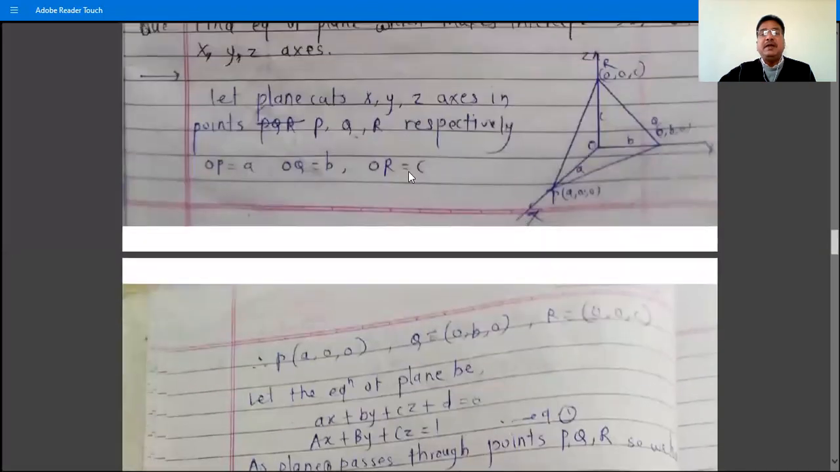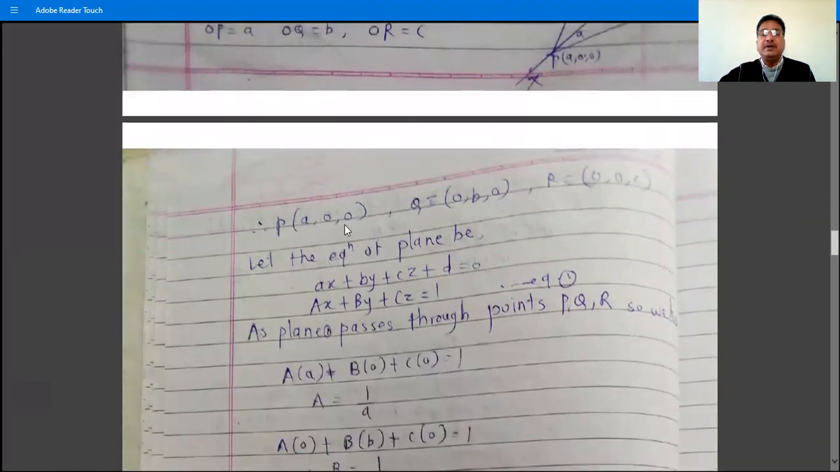It means the plane touches the x axis. If the point is P, then the distance of the point P from the origin is a. Similarly, OQ is b, OR is c, and then what are the coordinates of P? P is a, 0, 0, Q is 0, b, 0, and the coordinates of R are 0, 0, c.